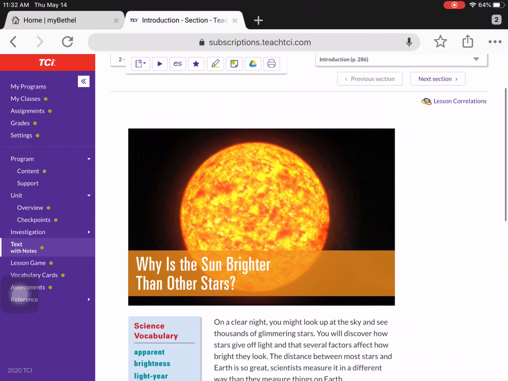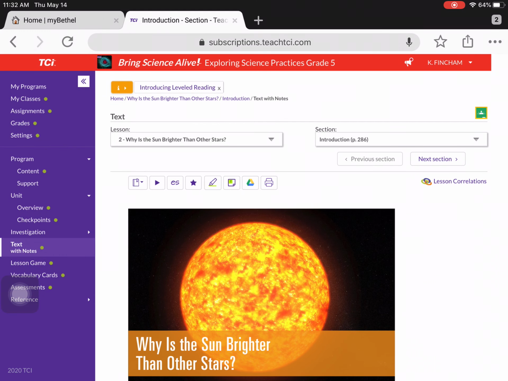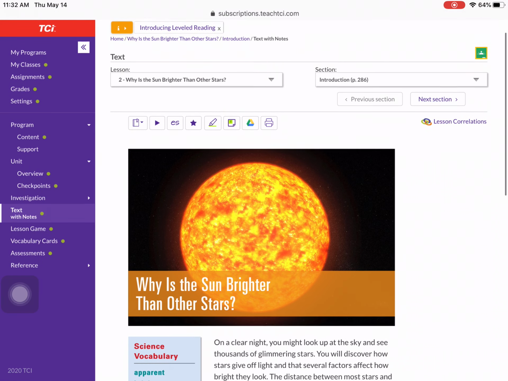So, you guys can follow along with me on your iPad or whatever device you're using, or you can follow along in your science book. We are on page 286. It's Unit 4, Lesson 2, Why is the Sun Brighter Than Other Stars?